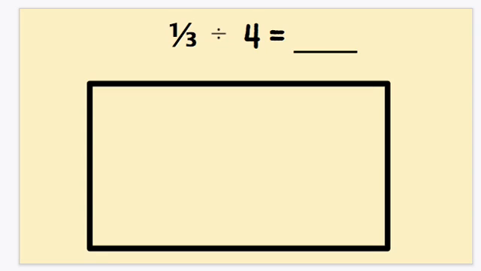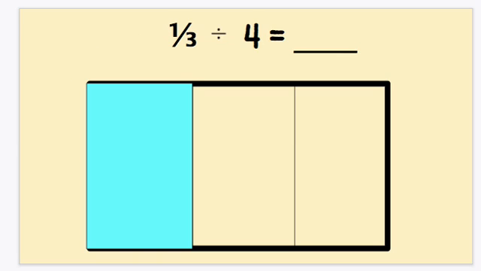Taking a look at our first example here, we have a unit fraction that we are dividing by a whole number. We have 1/3 divided by 4. The first step to solve this is taking a look at our denominator, and here we have a 3. So I know I need to cut this rectangle into 3 pieces. Now that we've cut our rectangle into 3 pieces, I need to take a look at our numerator. Here we have a 1, so I know I need to shade in 1 whole piece.